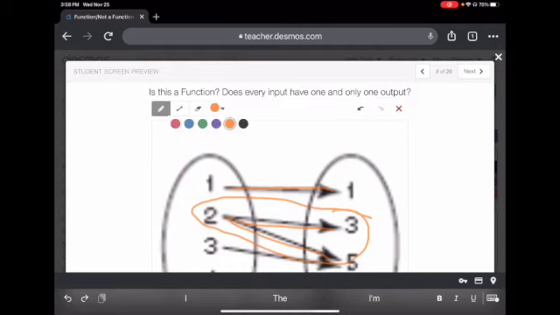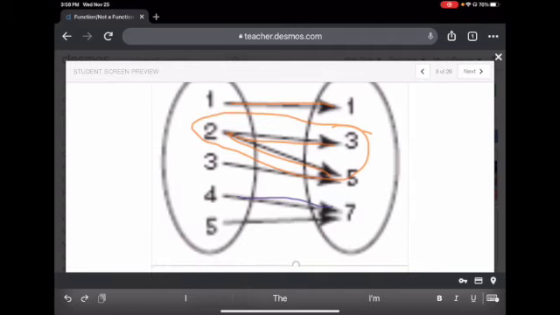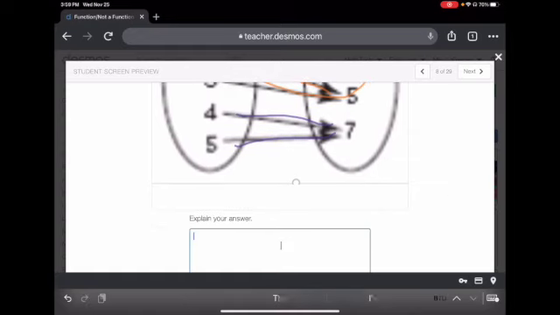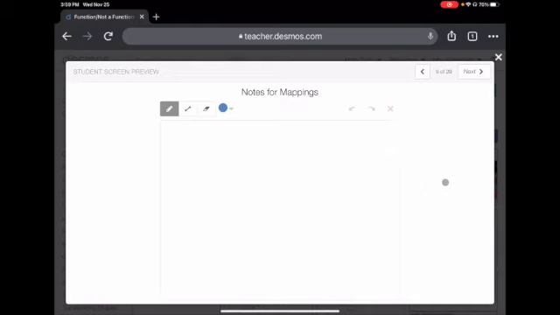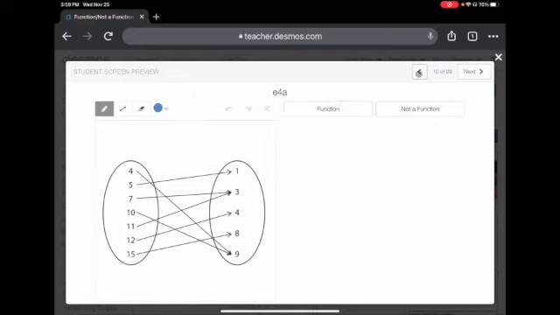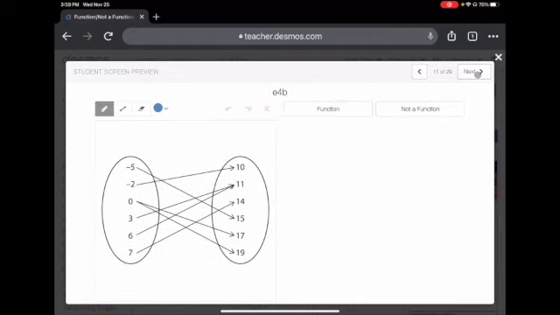Notice over here that the 4 goes to 7, that's okay, and 5 goes to 7. It's okay that both 4 and 5 have the same output as long as each one only has one output. So when I would go to write my answer, I would say it is not a function because 2 goes to both 3 and 5. Oh, and I don't have notes here. I'm going to have to work on that. So you're going to practice the next couple. Pause this, go practice.